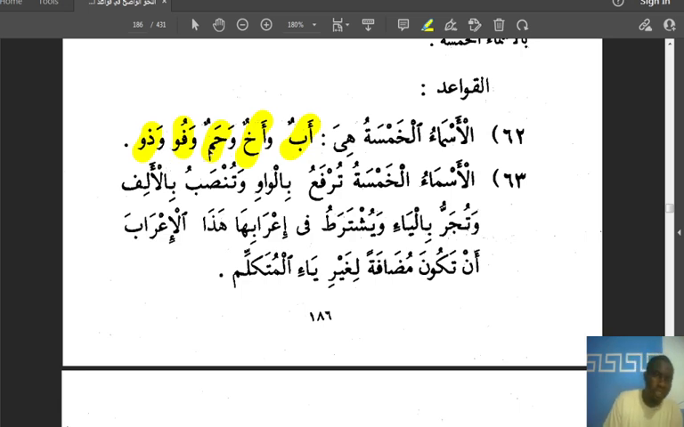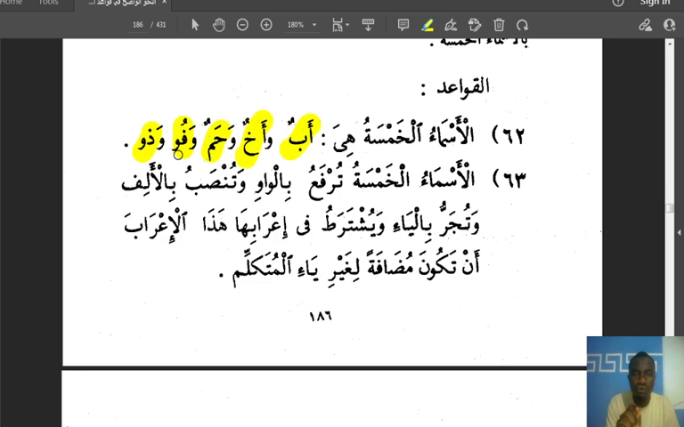Okay, then we have fu, which is fam, mouth. When you say fam, it is not part of the Asma'ul Khamsa. When you say fu, it is Asma'ul Khamsa. Fu is also the mouth. So you hear somebody say, Mada fi fika, or ma fi fika. What is in your mouth? Fi, in. Fika, your mouth.